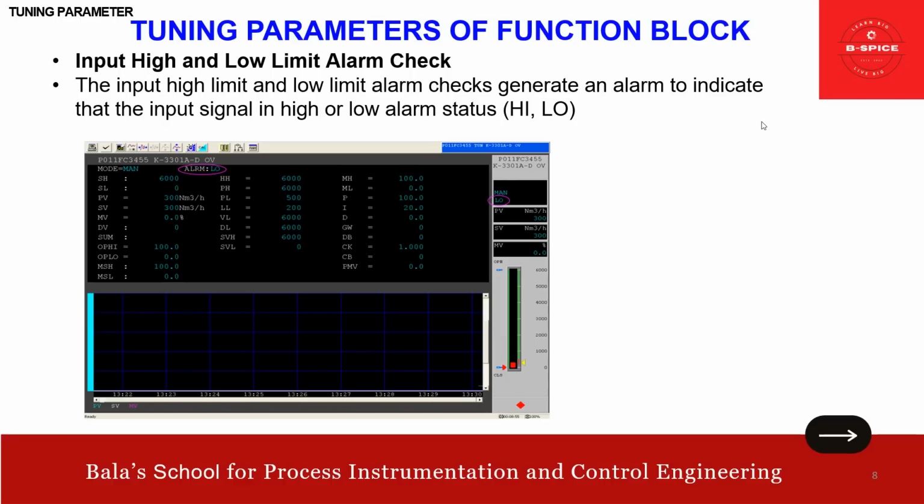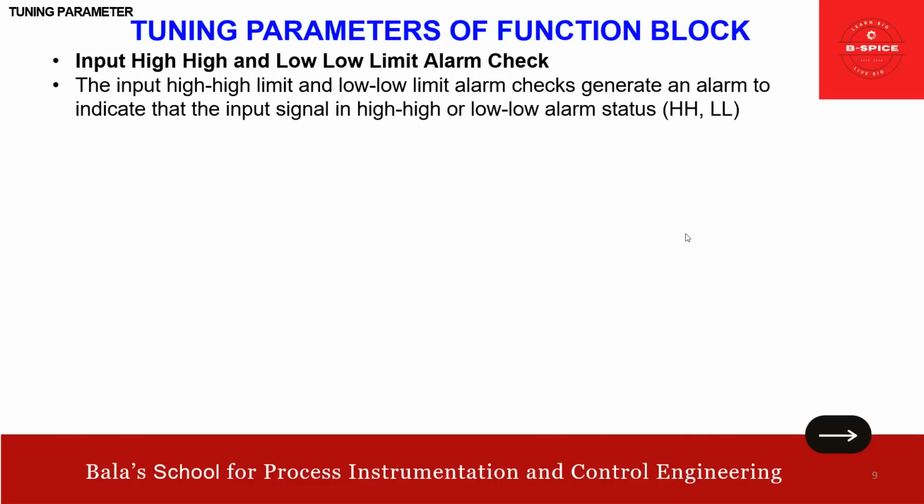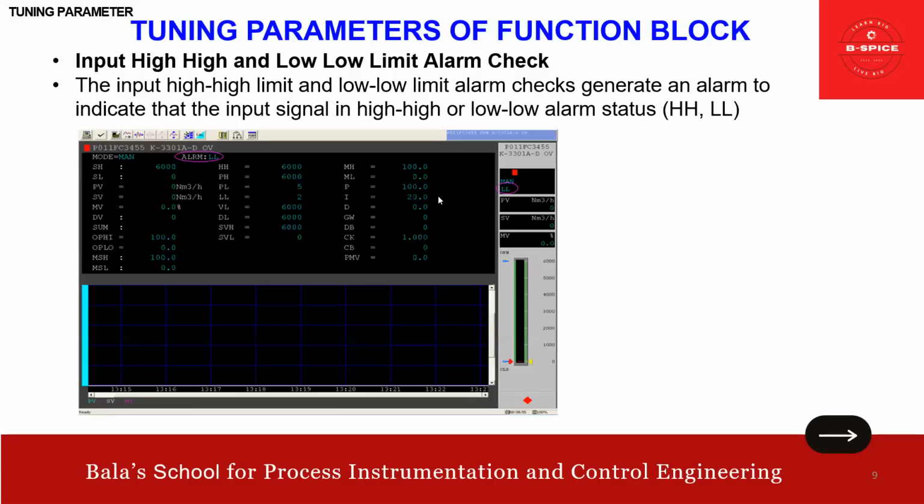This is for the input high and low limit alarm checker. Now, input high, low limit alarm checker. So the input high limit and low limit alarm check generates an alarm to indicate that the input signal is high or low alarm status. You can see here, this is the typical example of low.